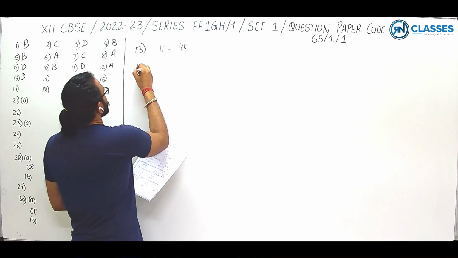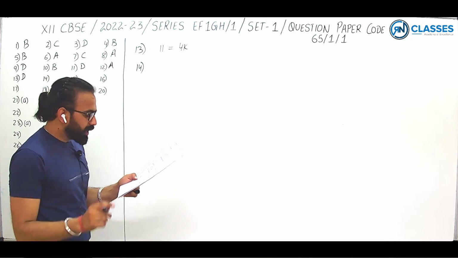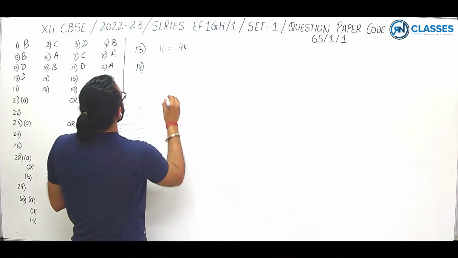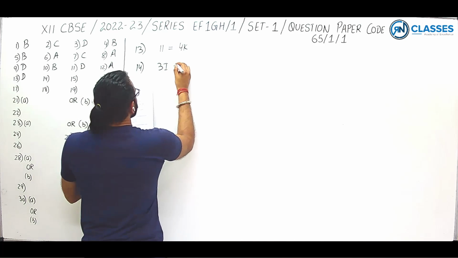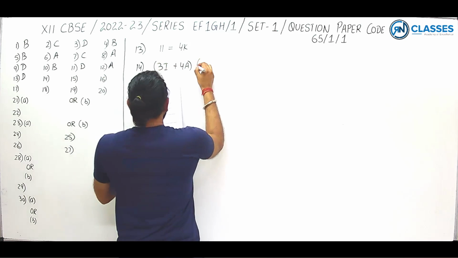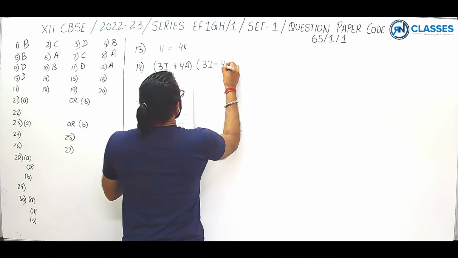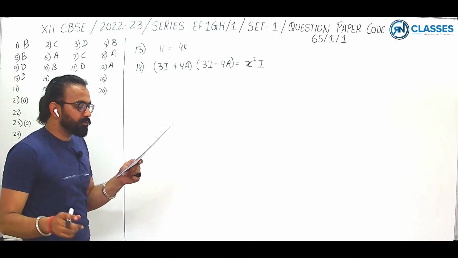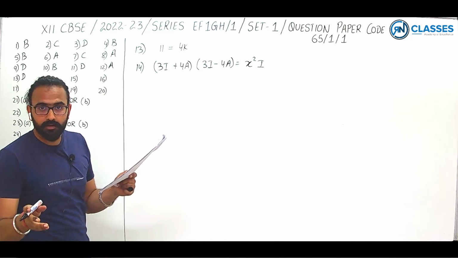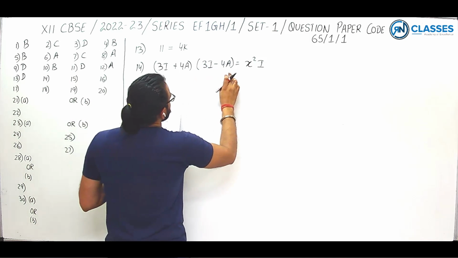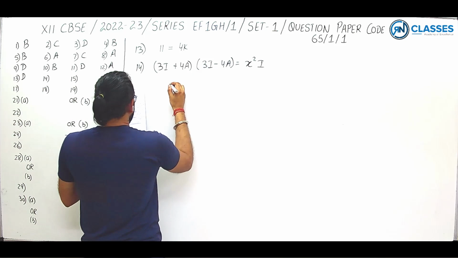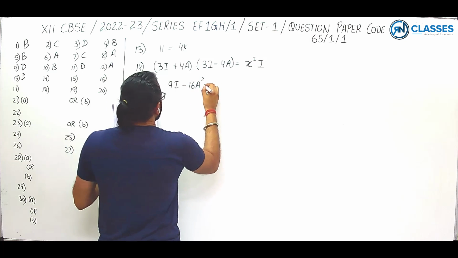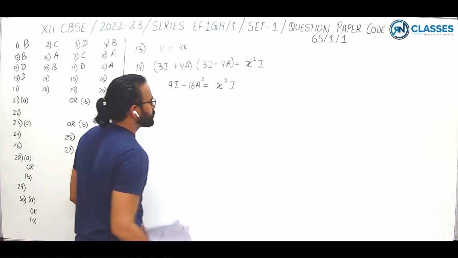Now question number 40. We are given matrix A and also we are given another condition, that is 3 times the identity matrix plus 4A into 3 times the identity matrix minus 4A, which is equal to x square into I. Then the values of x are. So after simplifying this left hand side, we will get the quantity as 9 times the identity matrix minus 16 times A square equals x square into I.